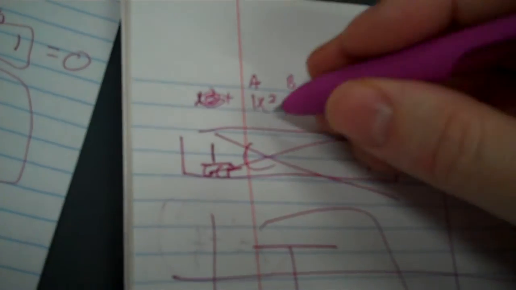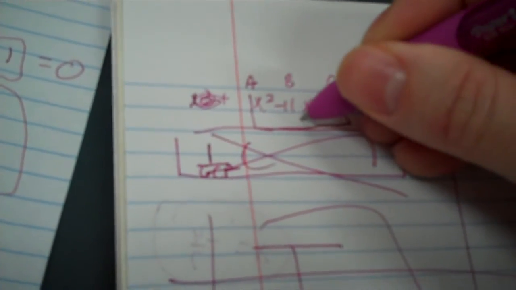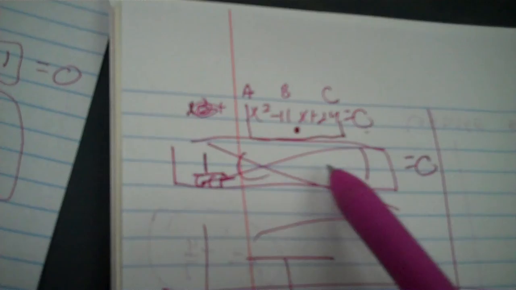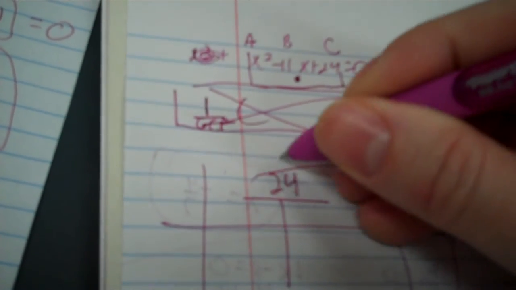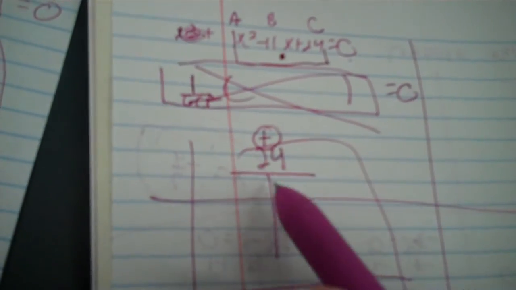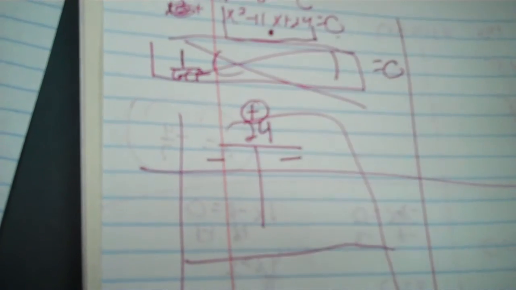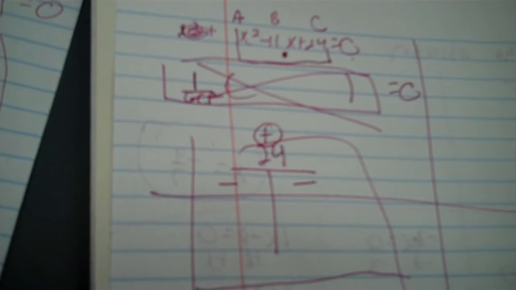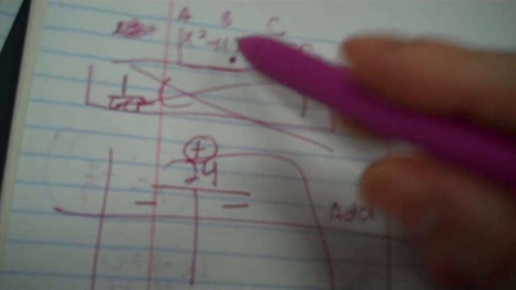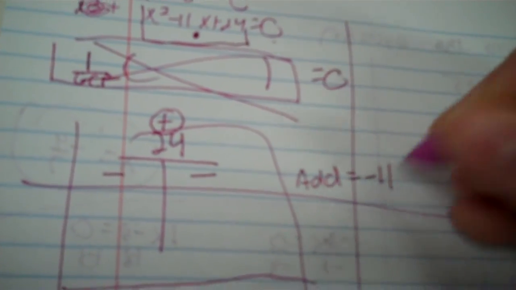Later, yeah. Then I take my A times my C, just the numbers in front. So I take 1 times 24. That would be 24. Now it's positive 24, so the signs have to match. So negative, negative, because a negative times a negative is a positive. We can always switch it to positive times positive if we have to. We need to add 2 factors of positive 24 that make negative 11. They have to add to negative 11.